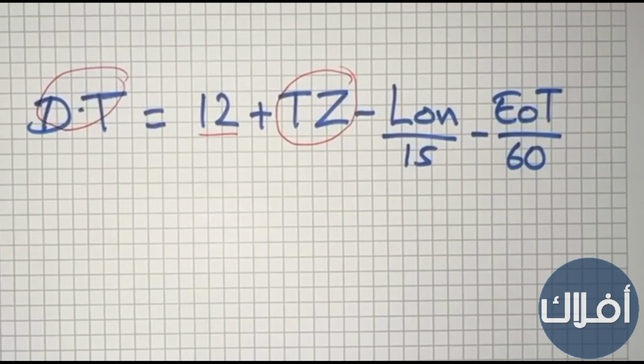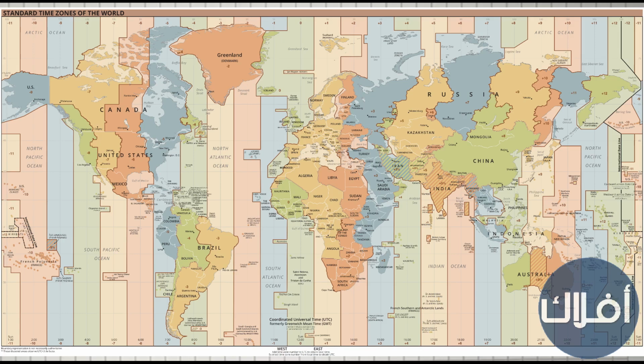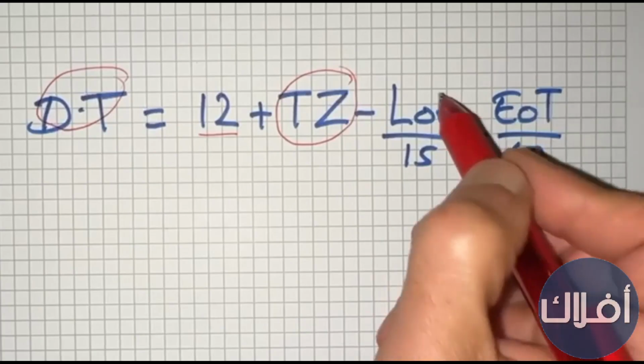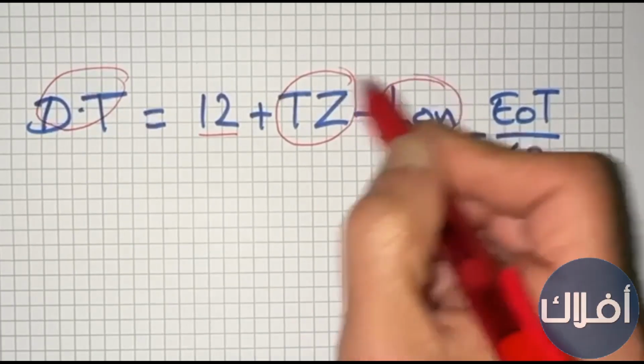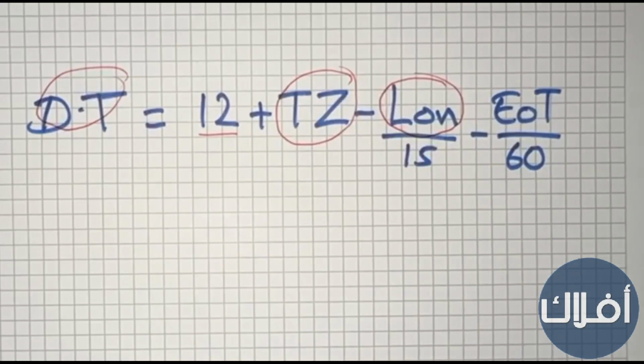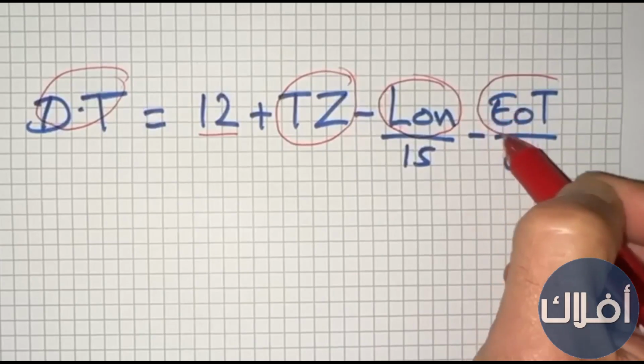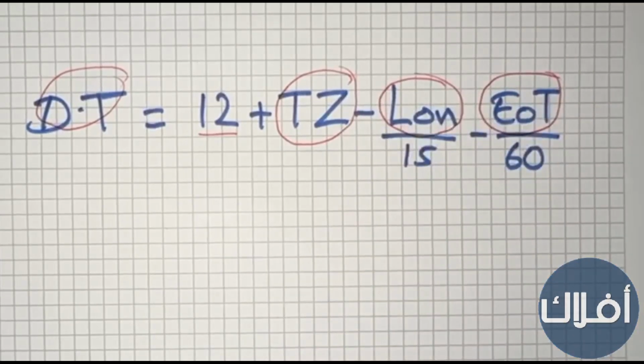Let's note that some countries that use summer time have two different values for the time zone, depending on the time of the year. So we need to use the time zone in effect on the date that we're calculating the prayer time for. In addition, some large countries have more than one time zone. And in this equation, we use the time zone of the region we are calculating prayer time for. LON is the longitude of the location, where positive numbers are east of Greenwich and negative numbers are west of Greenwich. And finally, EOT is the equation of time, and this will be the focus of this episode.